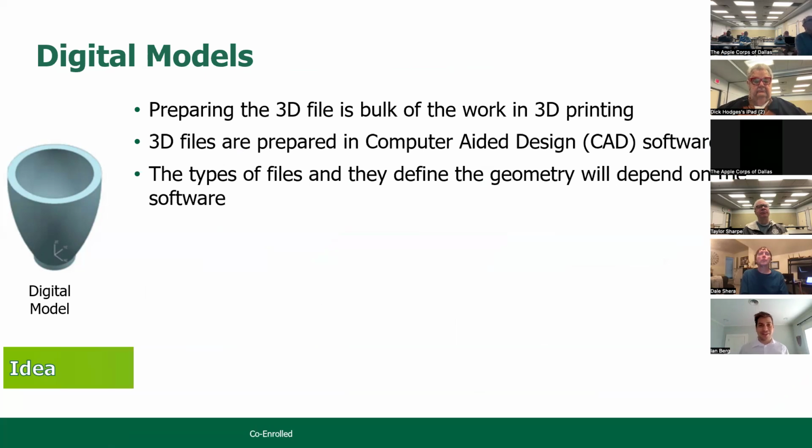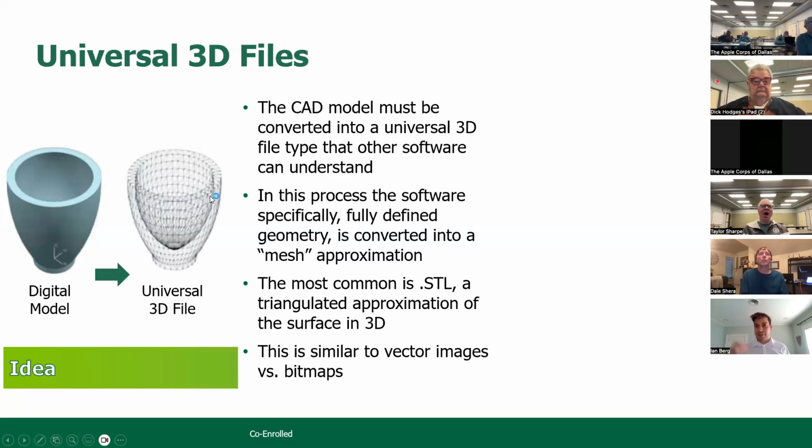for 3D printing. So typically you're going to use some kind of computer-aided design software, or CAD software, and this is going to be a fully defined geometry, but the types of files and how they define the geometry is really going to depend on the software. And we'll talk a little bit more about software choices in a bit.